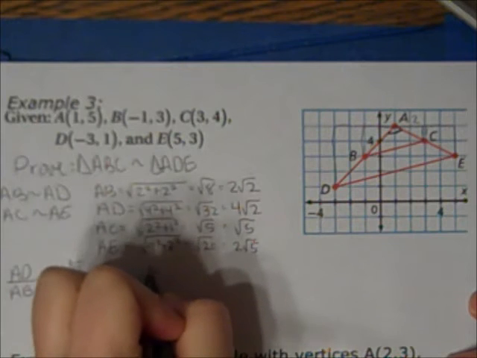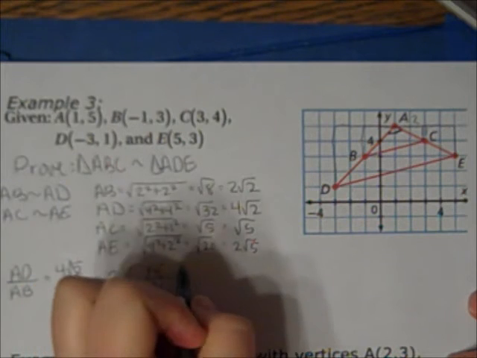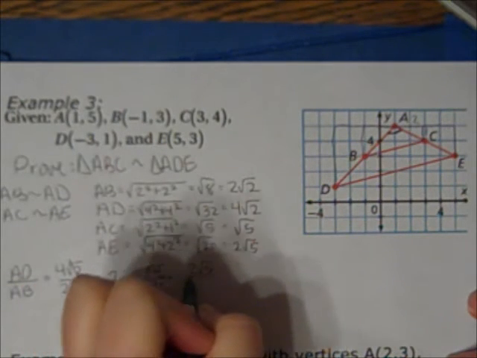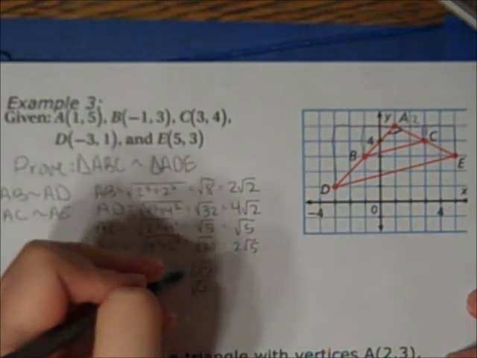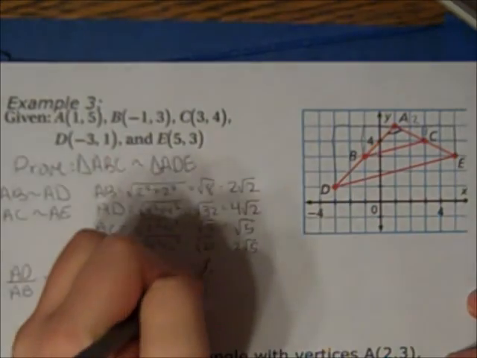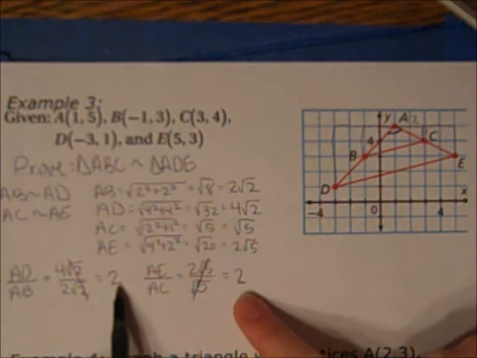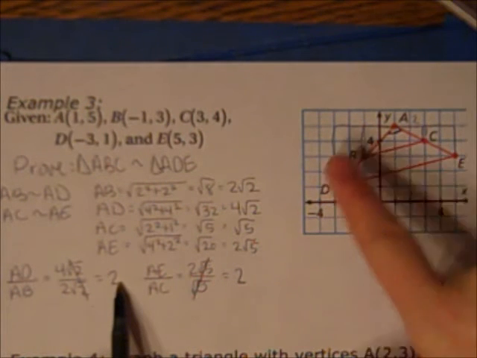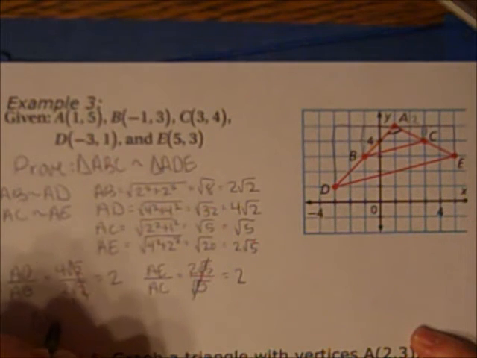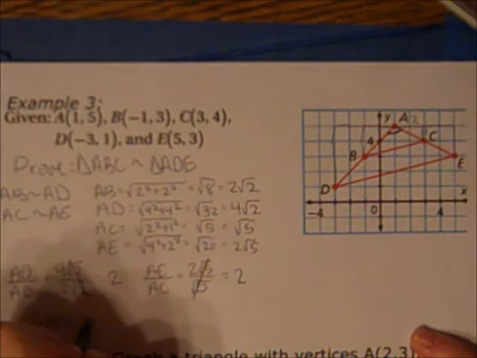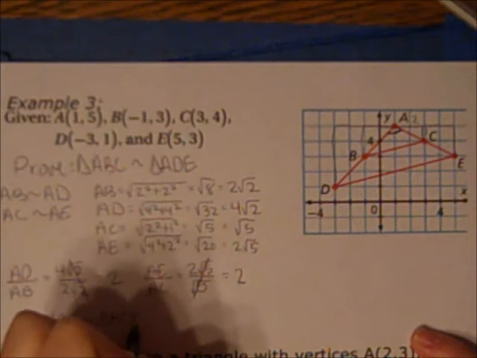Same story on the other side. AE is the big one over AC is the small one. And it wouldn't matter which way you did this as long as you kept it consistent. So 2 square root of 5 divided by square root of 5. Those cancel out and it just leaves you with 2. So since these have the same similarity ratio, and the angle in the middle is congruent, that means these triangles are going to be similar. So I prove triangle ABC is similar to triangle ADE.